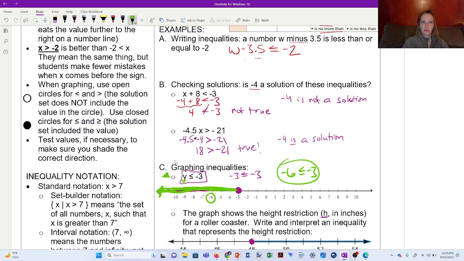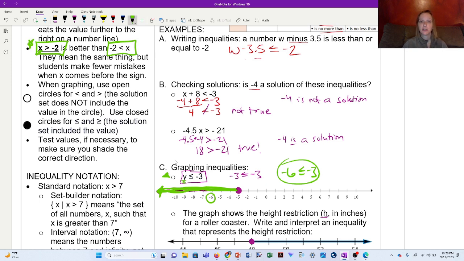Another thing I'd like to point out, there are two ways you can write inequalities. They're both equally valid. They are both equally true. x is greater than -2, and -2 is less than x. However, students tend to make mistakes in interpreting the inequality when they don't write the x first. So this is the preferred method for most students.